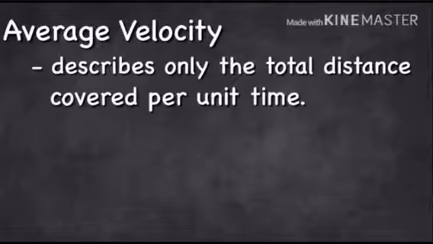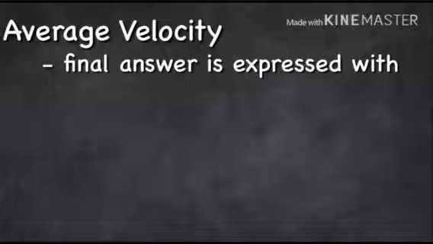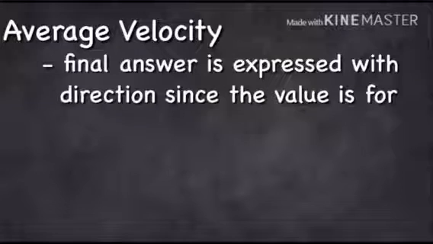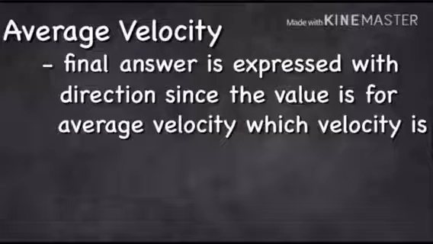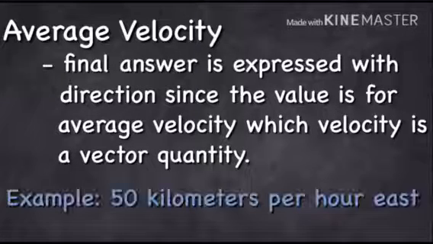Average velocity describes not only the total distance covered per unit time. It is defined as the total displacement of the object divided by the elapsed time. The final answer is expressed with direction since the value is for average velocity, which velocity is a vector quantity. For example, 50 kilometers per hour east.